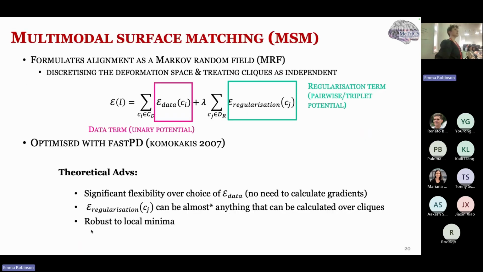And it was relatively fast, but not really that fast, which is where Renato came in, and it was optimized using a discrete optimization algorithm called FastPD, which means fast primal dual. I'm not going to go into details about that, but you can look into it in this paper by Komodakis in 2007 if you're interested.